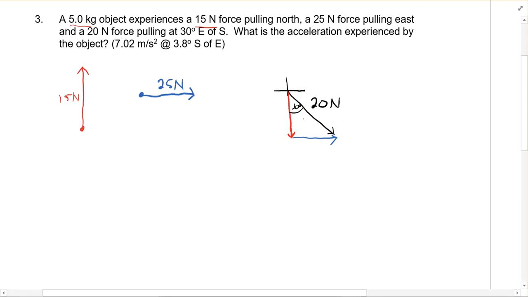So this first one is going to be 20 newtons times cos 30 degrees. So it's going to be 17.32 newtons. The blue one is going to be 20 times cos. Oh, no, not cos. It's testing you. 20 times sine 30, which is going to be 10 even.